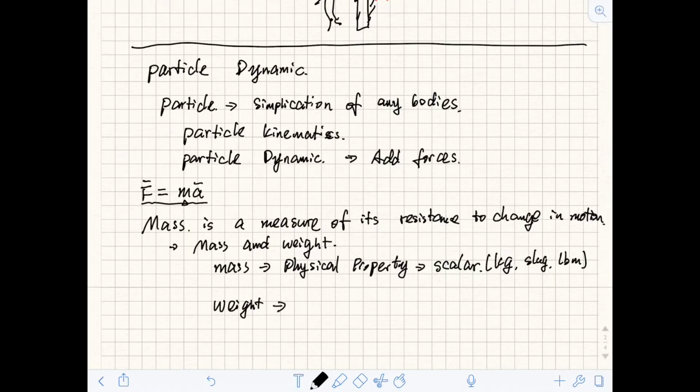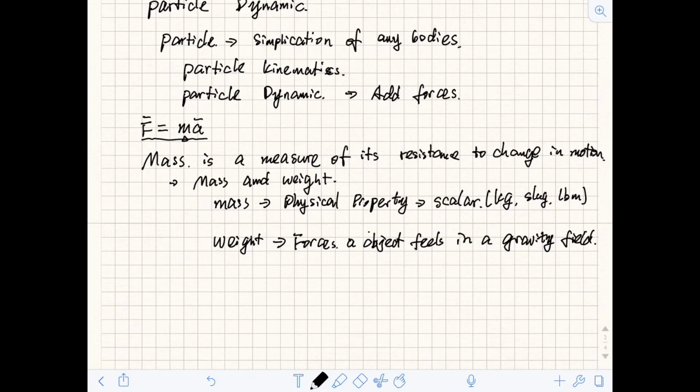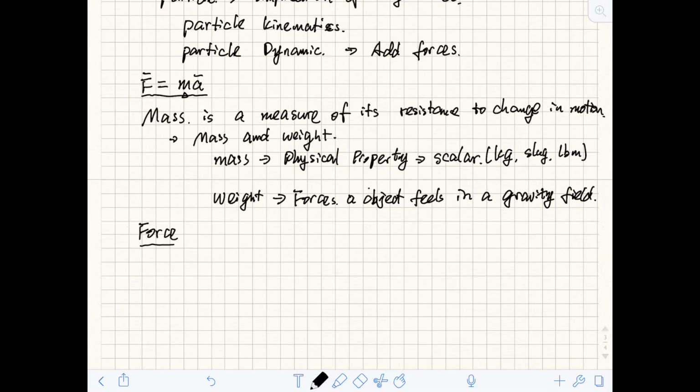Whereas weight is not a physical property, but some force that you, or an object, feel in a gravity field. We have already looked at accelerations, and we know it is the rate of change of the velocity of an object. Forces, if you recall from physics, can be in different forms. The definition of force is the reaction or the interaction between objects, bodies.